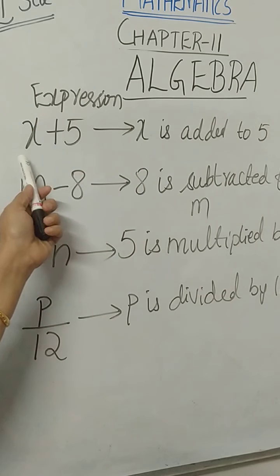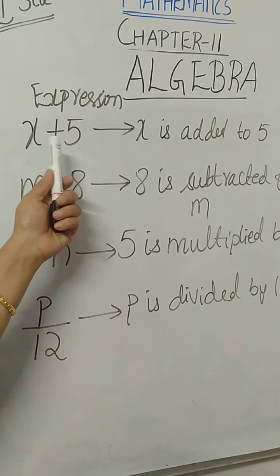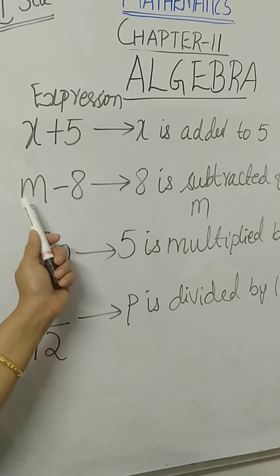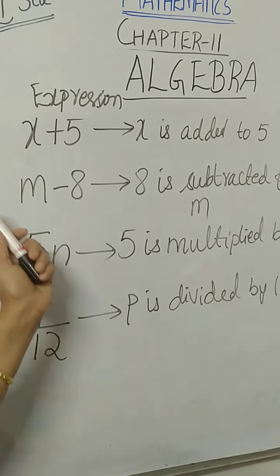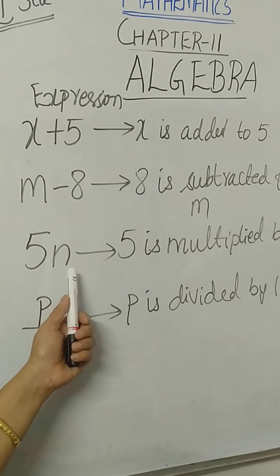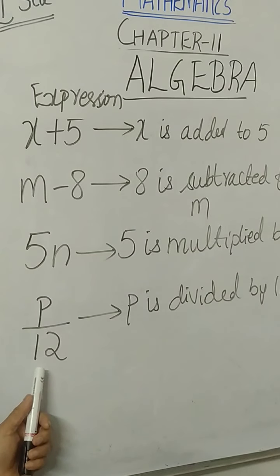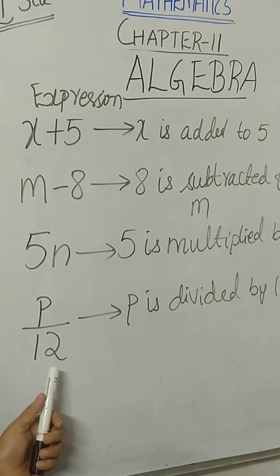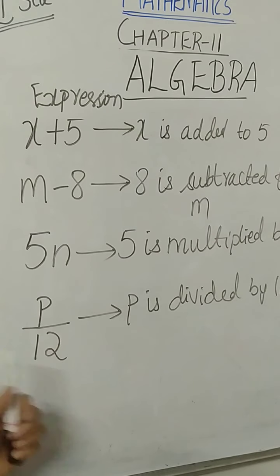Look here, I'll tell you again. Here x plus 5, how is it formed? X is added to 5. Here m minus 8, 8 is subtracted from m. 5n, we can write it as 5 is multiplied to n or 5 is multiplied by n. P by 12, how do we write? P is divided by 12. 12 is not divided by P. P is divided by 12. Now we'll see the other way.